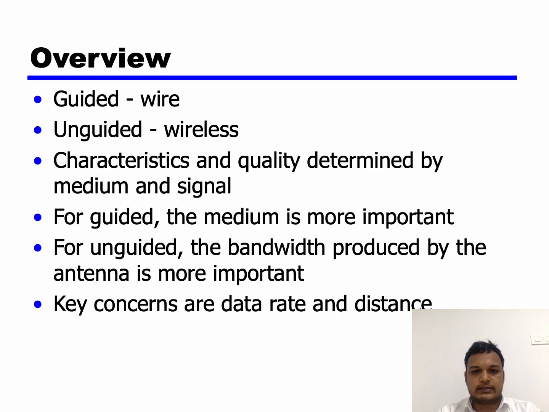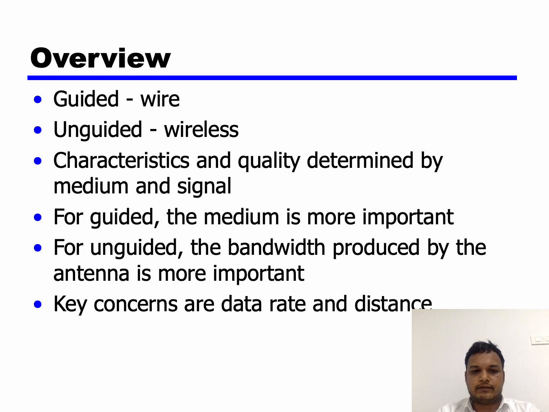We are going to discuss these things. The overview of the presentation is about guided media, which is connected through wires, and unguided media, which is connected through wireless communication. The characteristics and quality are determined by the medium and the signal. For guided media, the medium is very important. As far as unguided media is concerned, the bandwidth produced by the antenna is important.